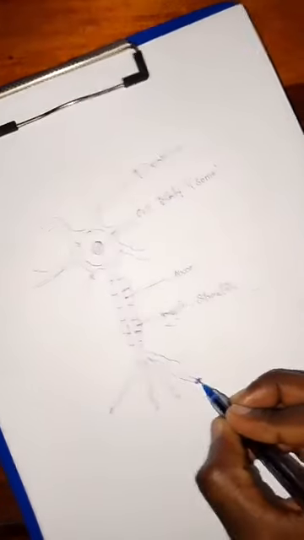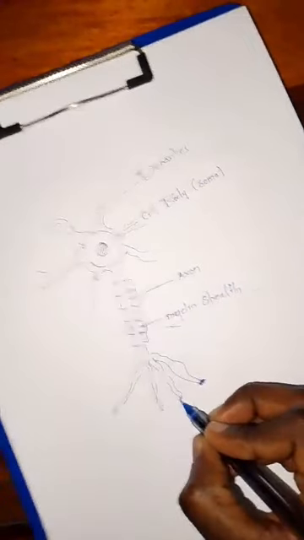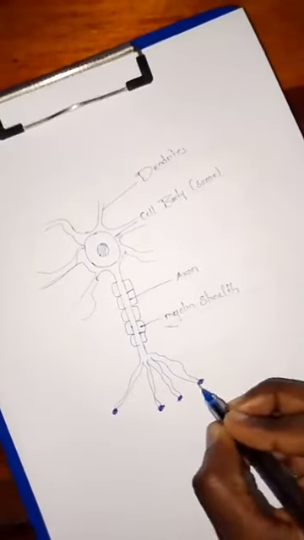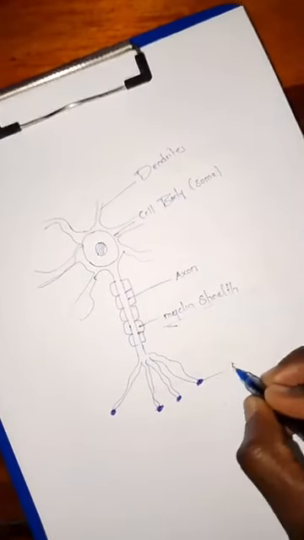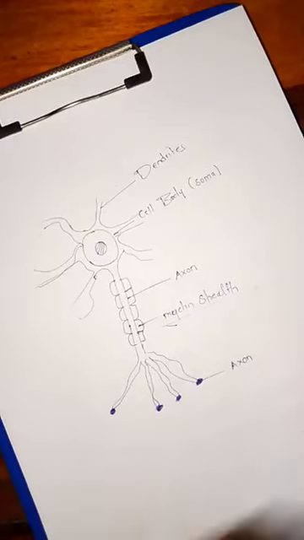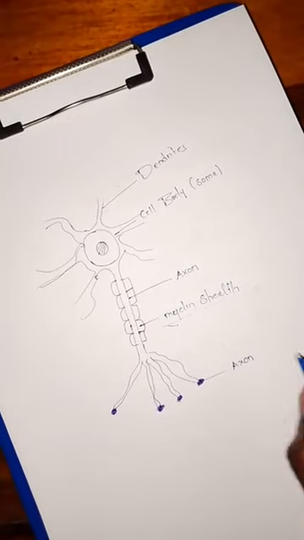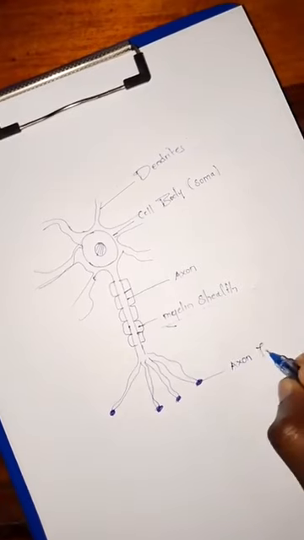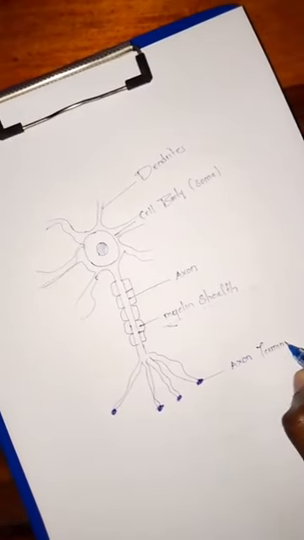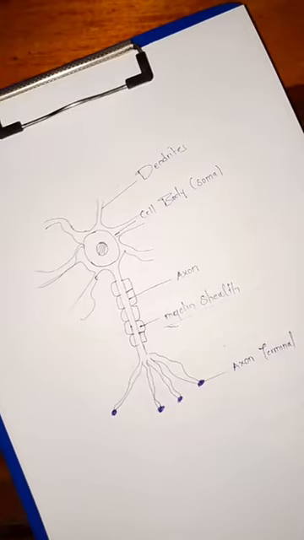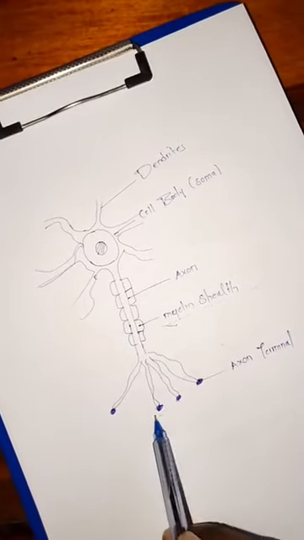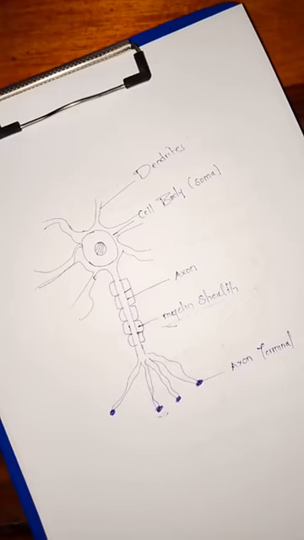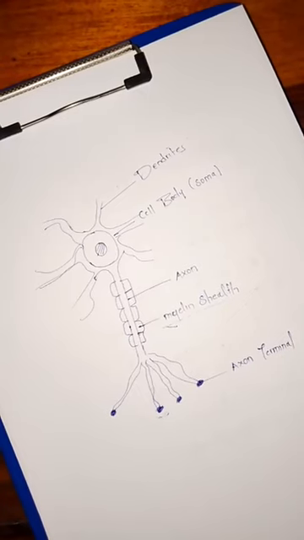Then we have this part, which is the axon terminus. These axon terminus are the ones that connect to the other neuron, or to an effector organ, which can be a muscle or a gland. And in between the axon terminal and, let's say, an effector organ or another neuron, there is a space that is known as the synaptic cleft.